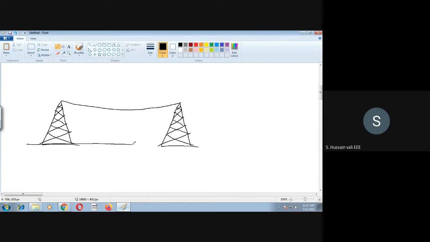So we'll see the effect of this lightning. This is the ground. Now you see somewhere you have the cloud here, then lightning. These are transmission lines, and these are the transmission towers. So when lightning occurs here, for example, just assume it has occurred at this point. So it's a direct stroke.